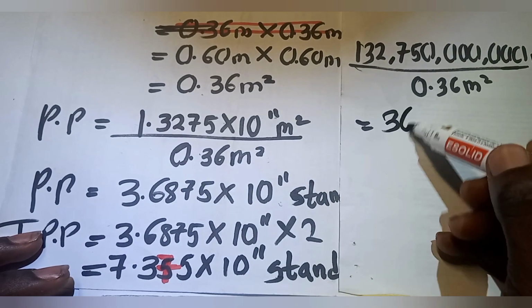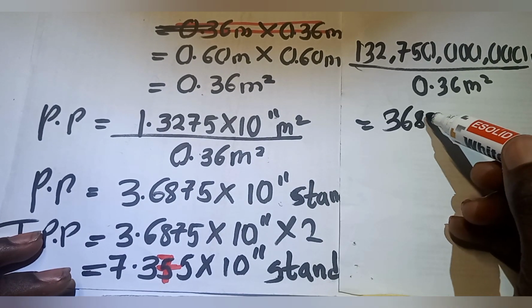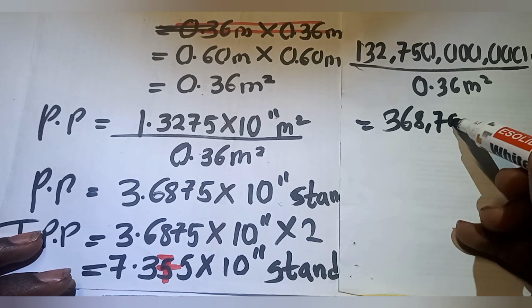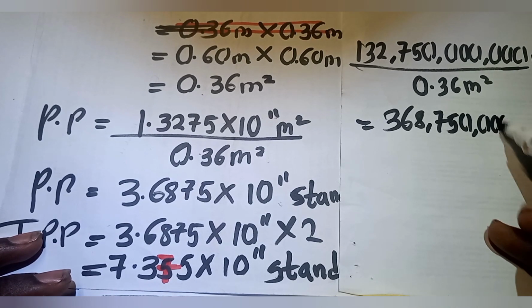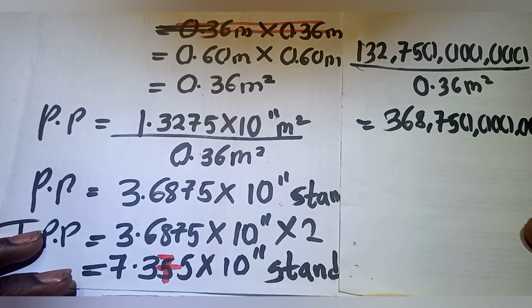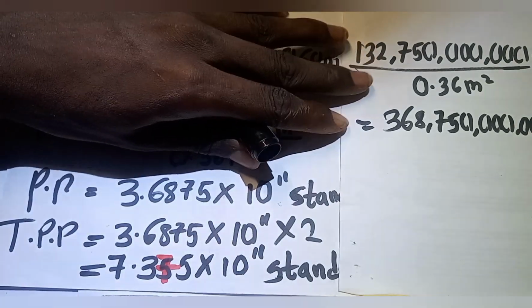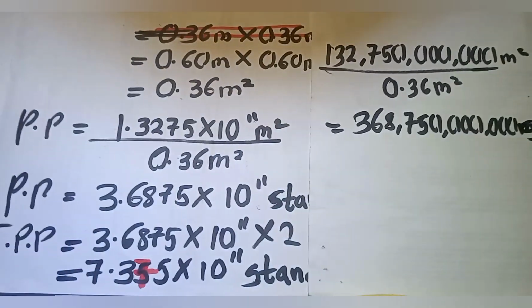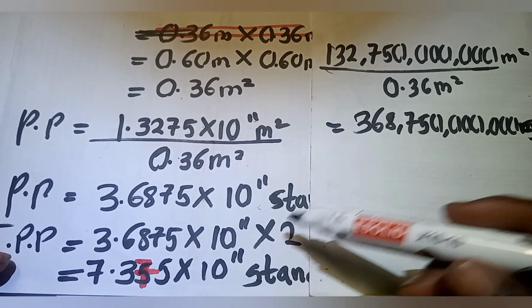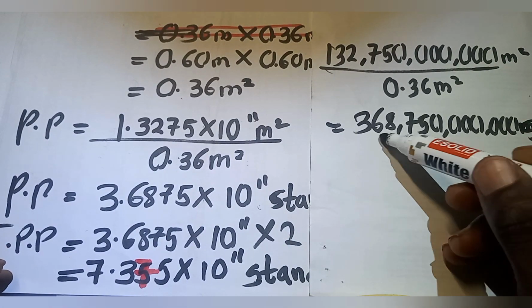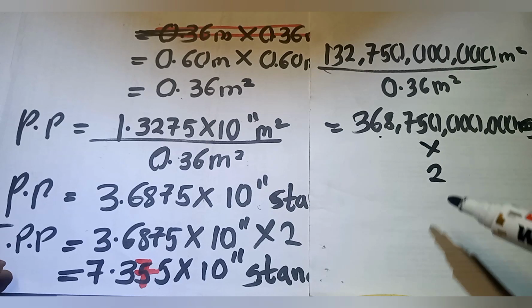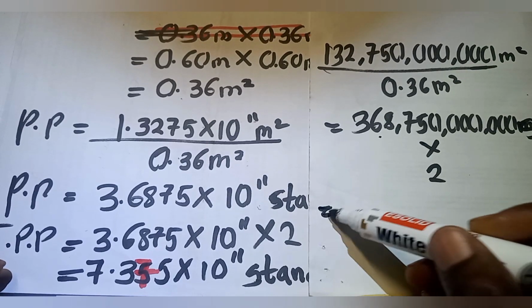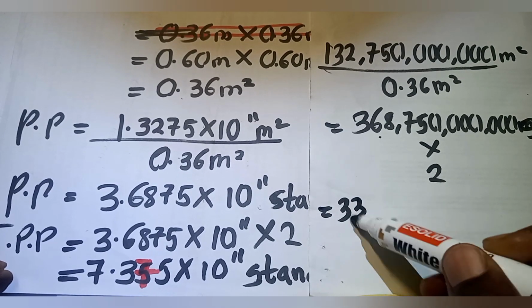So that will be 368,750 followed by zeros. No, not meter square now, it is stands, okay? It's not meter square now, it will be stands. So you have that. So the total population is that you're going to multiply by 2. That's what I did here. So you're going to have 735.